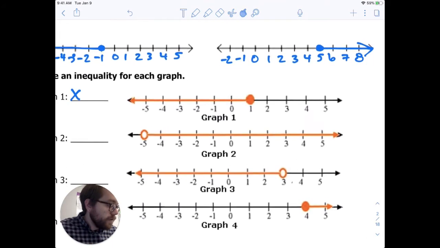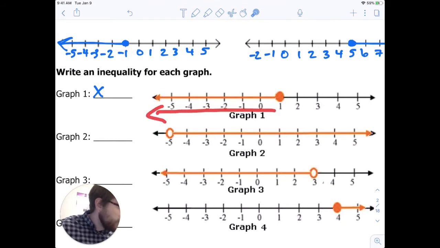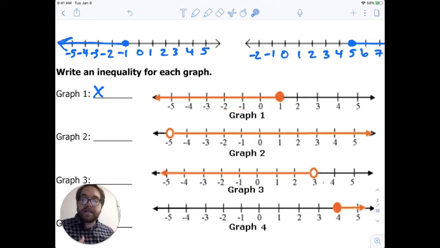And to do that, we look at our graph here. So the first thing I notice is that it's a closed circle, and so I know that's going to be equal to, less than or equal to, or greater than or equal to. And I see here that my arrow is going off to the left. So it's starting at 1, and the arrow is going down to 0, -1, -2, -3. All of those numbers are less than this initial number 1.